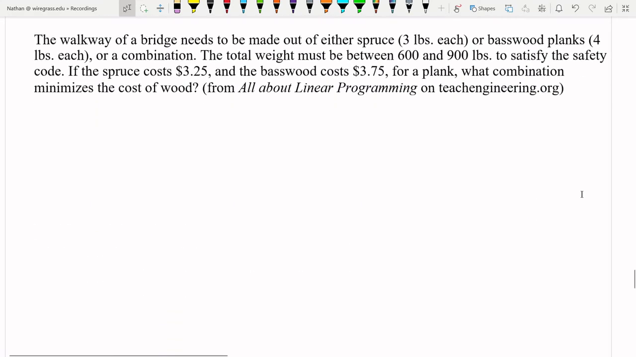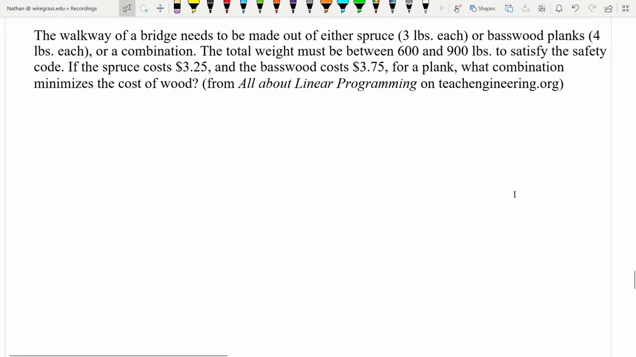Okay, let's try it on another problem. We have a walkway of a bridge needs to be made of either spruce, which is 3 pounds each, or basswood planks, 4 pounds each, or some combination thereof. Now, the total weight must be between 600 and 900 pounds, and that's to satisfy a safety code. We have a cost of spruce being $325, and a cost of basswood being $375 for a plank. And we're asking what combination minimizes the cost of wood. That's, of course, what we want to find is the minimum. So we have two things that we need to know.